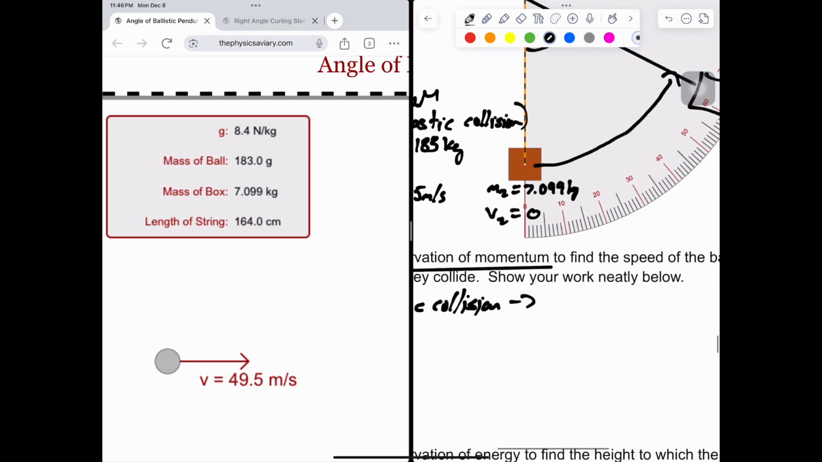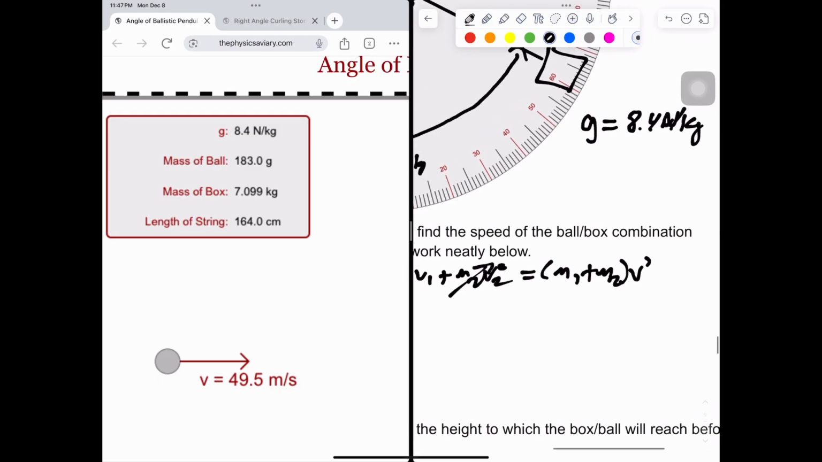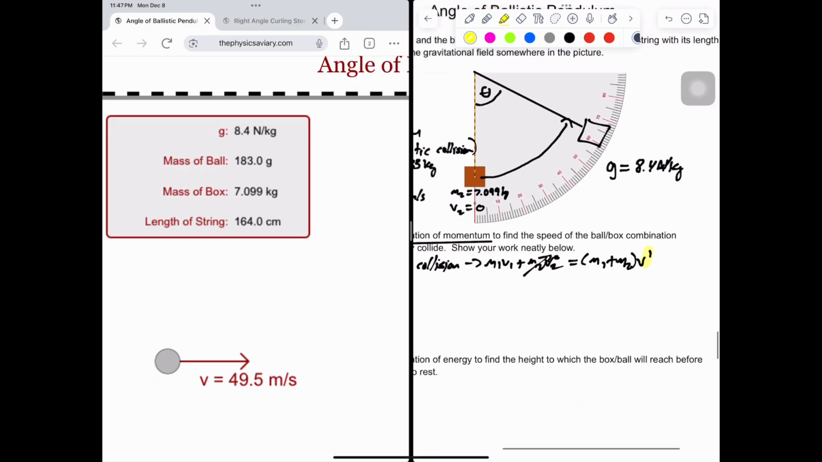Now the equation I will use is m1 times v1 plus m2 times v2, which we know is going to be 0 because the box has no momentum before it collides. The box is just hanging there. And that's equal to the sum of your masses, m1 plus m2, times v prime. When you see that prime notation, that's the velocity after collision. So that's ultimately what we're looking for here. We can get that by simply dividing by the sum of the masses. So let's do that.